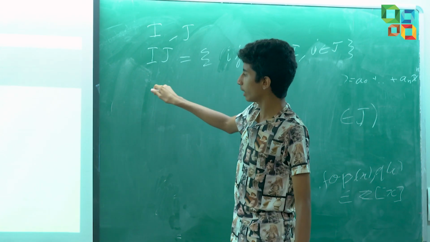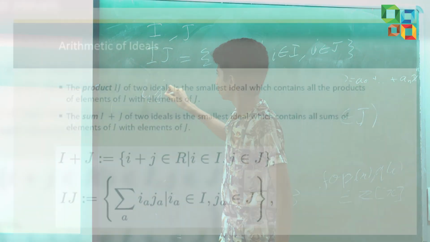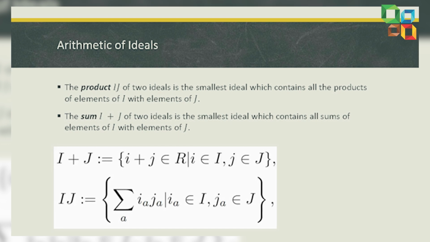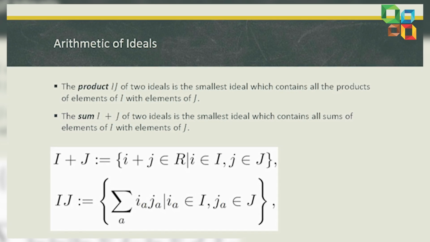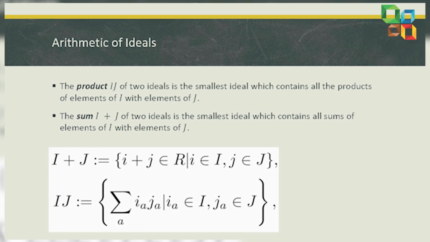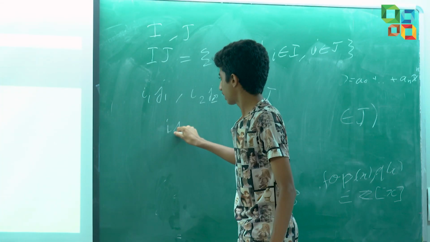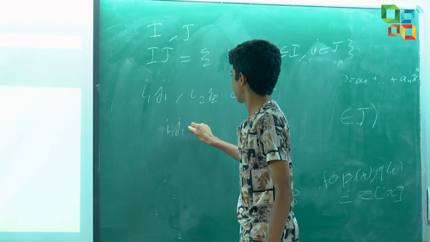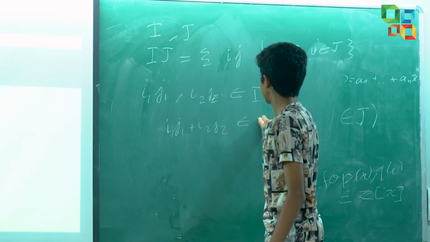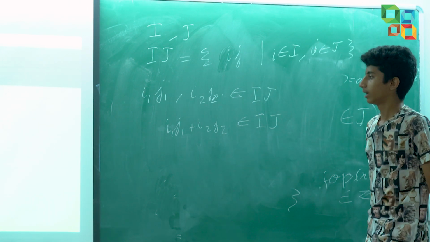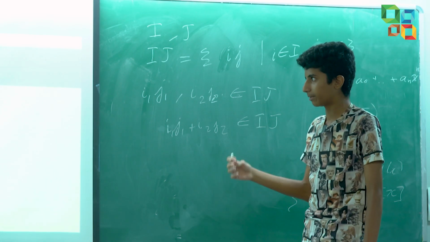Now see, suppose you have two elements i1 j1, i2 j2 belonging to IJ in this definition. Can you always guarantee that i1 j1 plus i2 j2 belongs to IJ? You can't always guarantee that, and I will show you through a counterexample in the next slide.